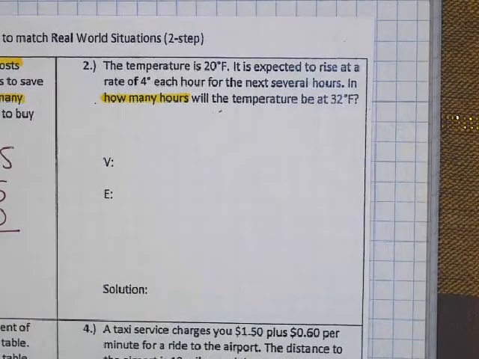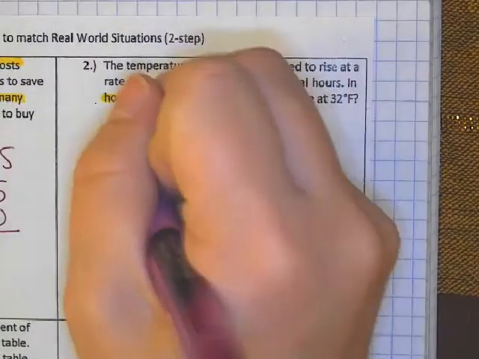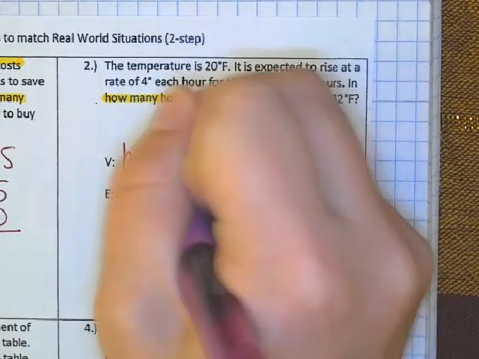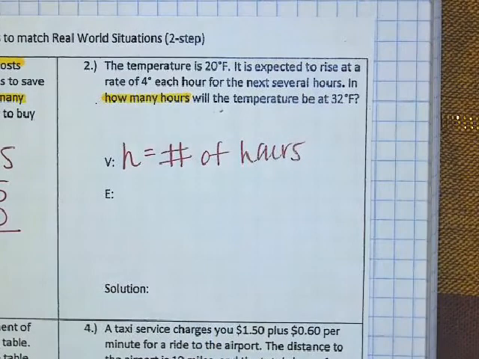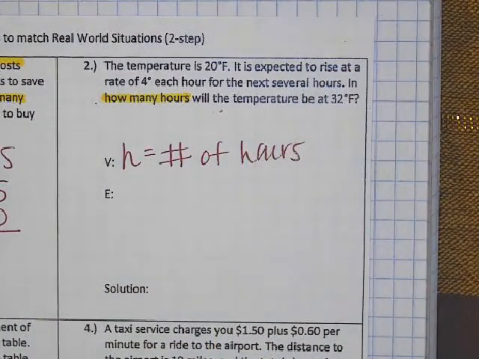The last sentence says, in how many hours will the temperature be at 32 degrees Fahrenheit? I'm solving for hours, so that's what I'm going to use as my variable. H equals the number of hours. In order to solve the number of hours, we're going to have to set up an equation. Let's look at what information is important.